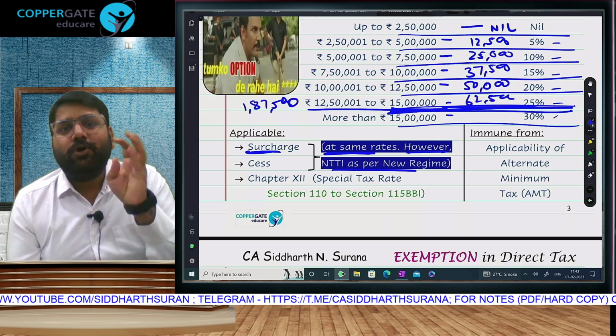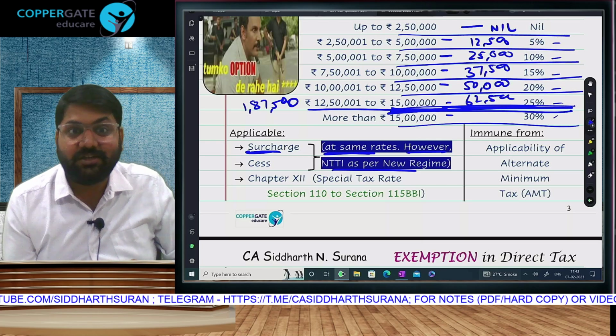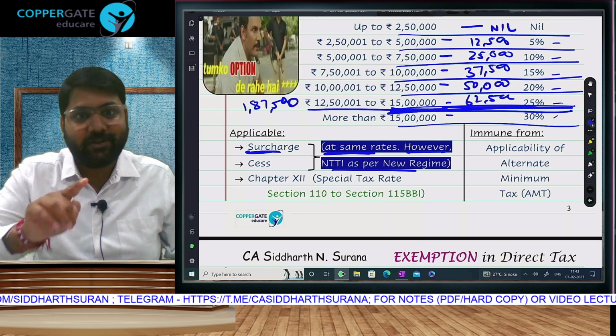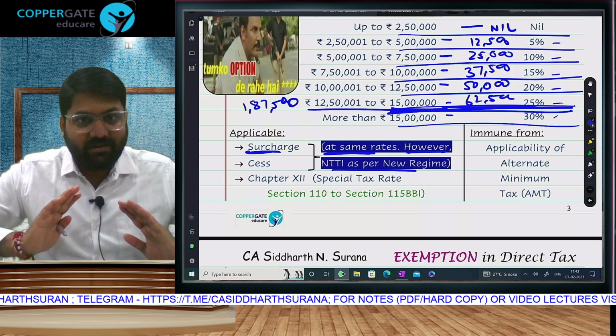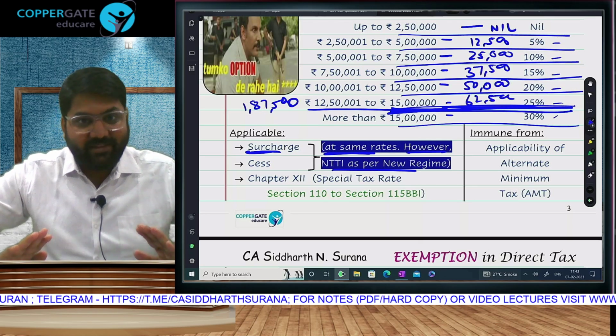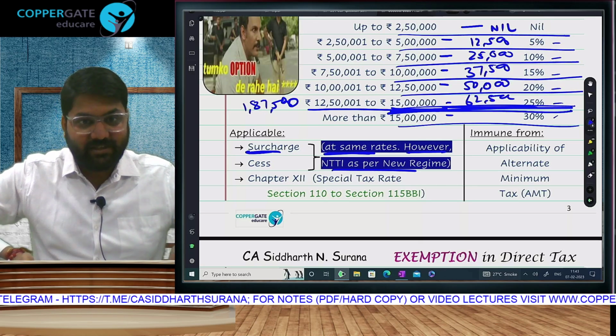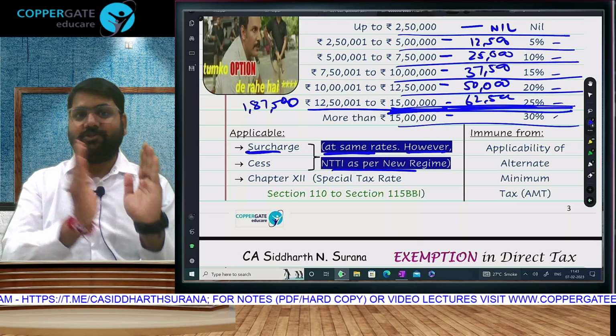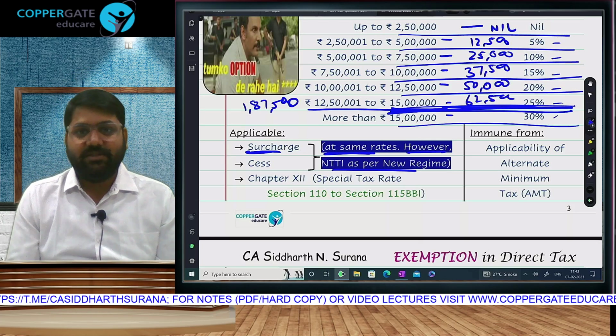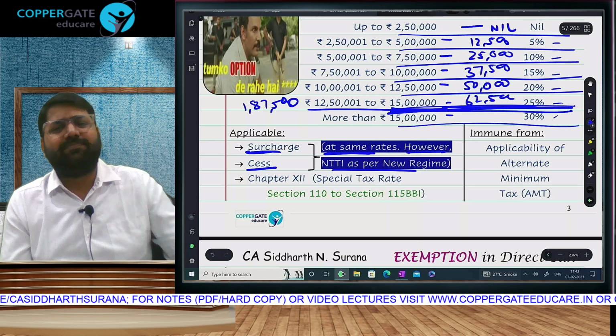So it is possible: in the old regime income is 40 lakhs, so no surcharge. In the new regime income is 60 lakhs, so 10% will come. See, the rate is the same. 10, 15, 25, 37 - 25 and 37 are not applicable in certain cases. But the income amount has to be checked as per the new regime. Cess will apply because cess always applies at 4%.